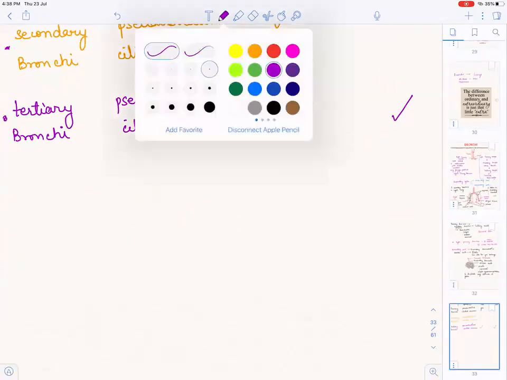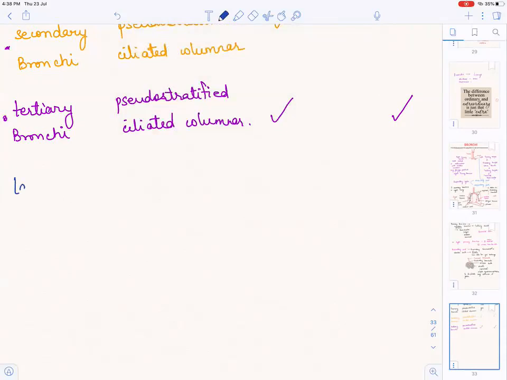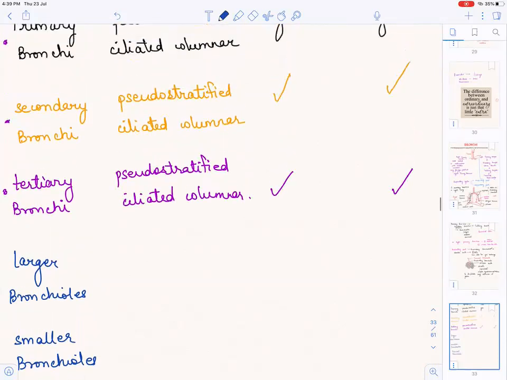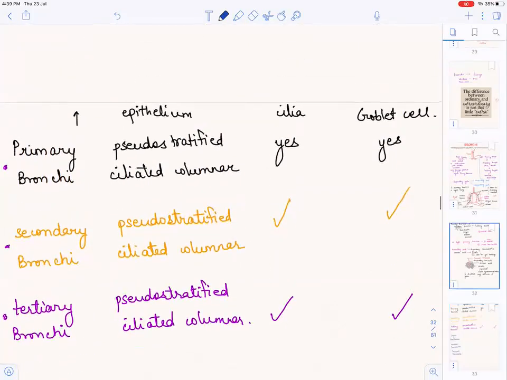Now if we go further, what will happen? Bronchioles: first the larger bronchioles, then the smaller bronchioles, and then the terminal bronchioles. And what ends at terminal bronchioles? Think and tell me.